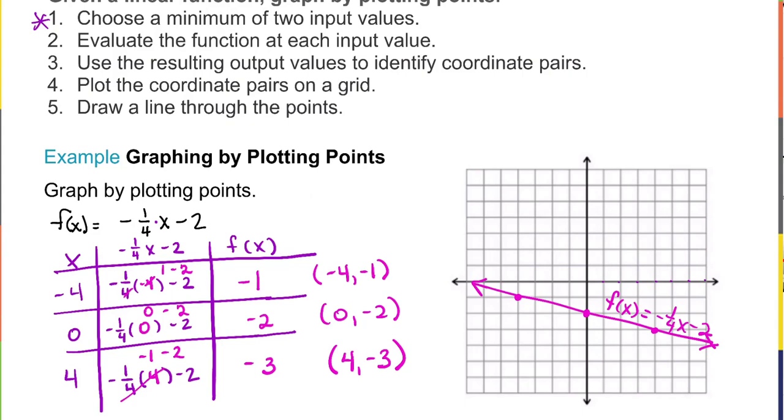Make a table of values. You choose at least 2 input values, at least 2 x's. I chose 3. You're welcome to choose more. Substitute those values into the function. Get the resulting y values and put the x and the y together, or the input and the output together, to form a point. Then you'll have at least 2 points, possibly more. Plot those points. They should line up. Then connect them using your pencil and a straight edge.